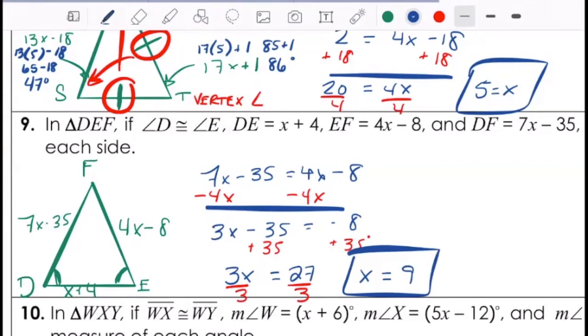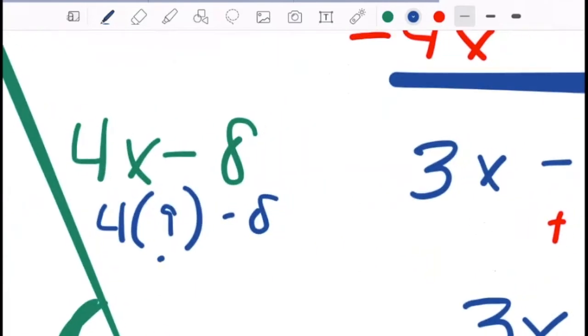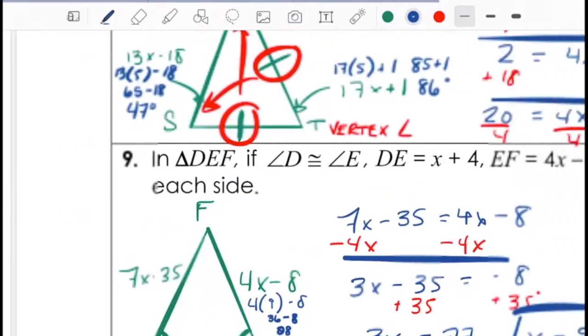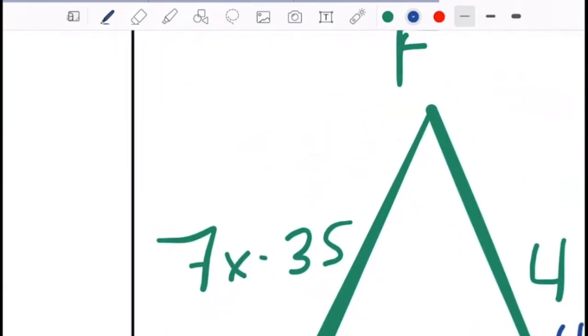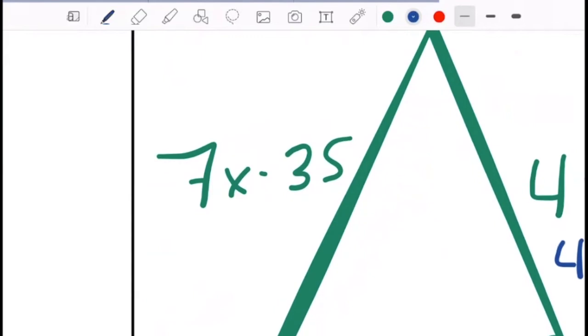Now that we know x equals 9, we plug it in, solve to get our values. So 4 times 9 minus 8. 36 minus 8 is 28. Now remember, guys, these are sides, so they don't have to add up to anything specific.